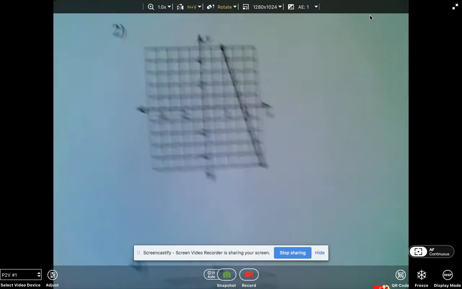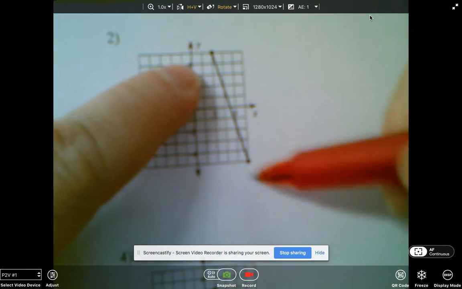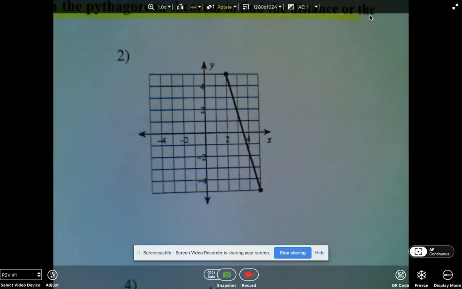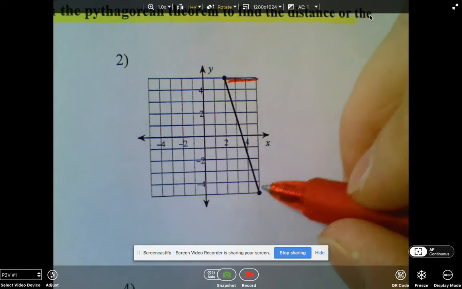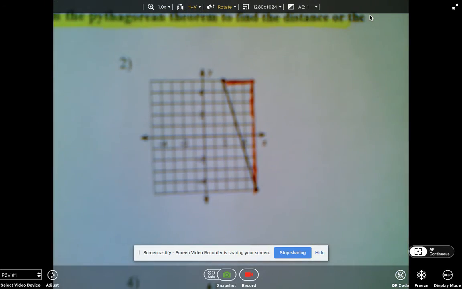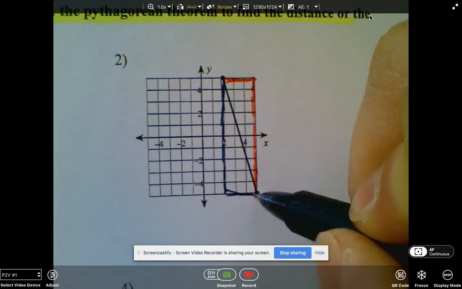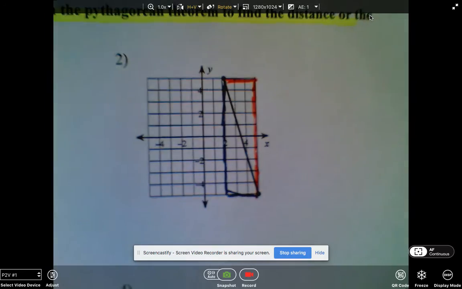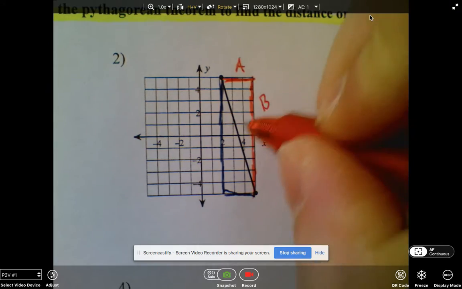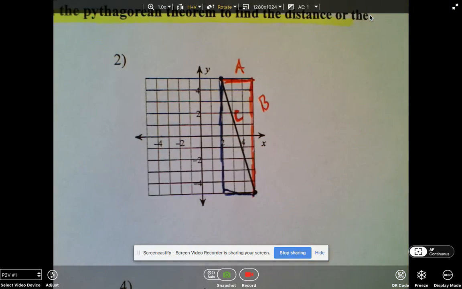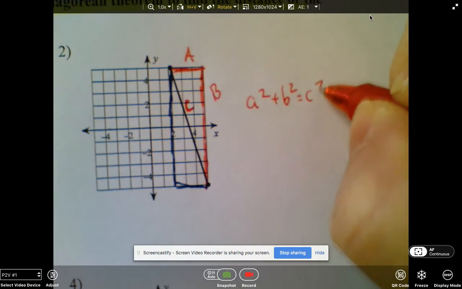Going on to number 2, so here's our first example of we can't actually just count boxes because it's on the diagonal. So you can use the Pythagorean theorem in a number of different ways to form a right triangle. Depending on how you look at it, you could use this right triangle here and make those your legs, or you could even look at it this way and make those your legs. But regardless, for example, let's just use the red ones. This could be your A, your B, and the line segment that we're trying to figure out is your hypotenuse. So let's do this one. A squared plus B squared equals C squared.